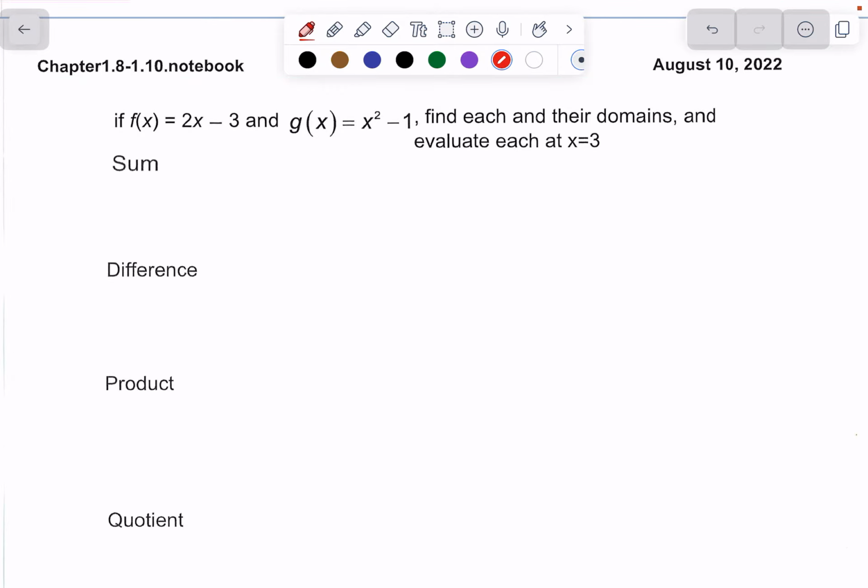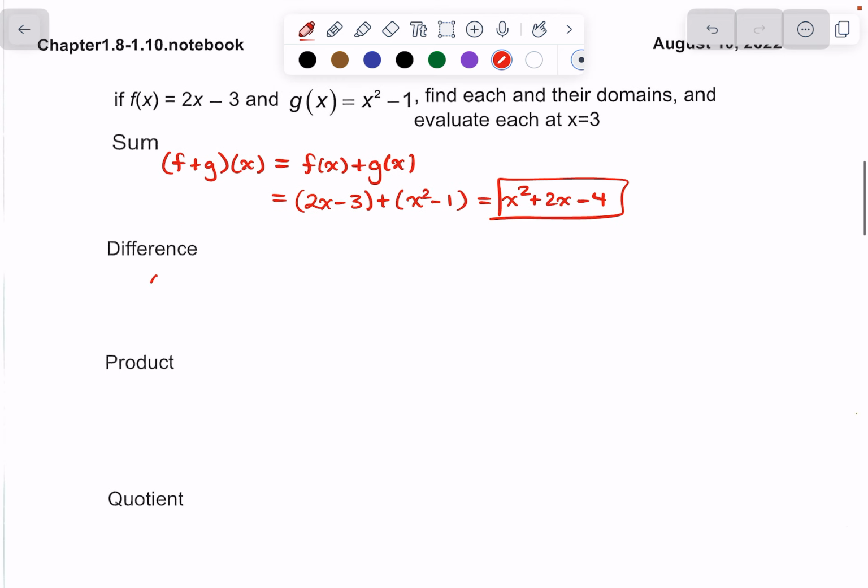I've got two functions here. We're going to take their sum. Remember, the shorthand way to write it is f plus g with parentheses x, which is the same thing as f of x plus g of x. Then all you have to do is replace those two things with their actual formulas: 2x minus 3 plus x squared minus 1. All we can do is combine like terms. The only like terms here are -3 and -1. So my answer is x squared plus 2x minus 4.